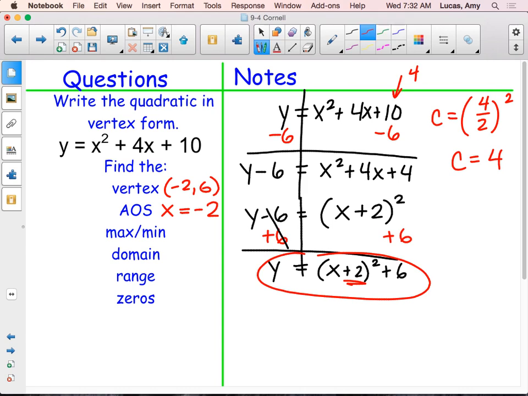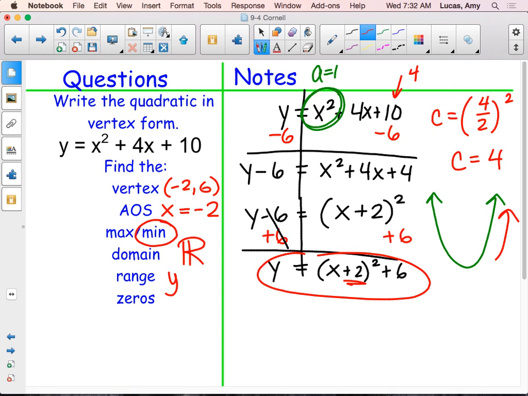On this problem, again, you see that A equals 1, so our quadratic is opening up again. The vertex is a minimum. The domain is always all real numbers. The range, because our parabola is opening up again, the y values are getting higher and higher. So y is greater than or equal to, take my y coordinate down here, 6. That's the lowest point on our graph.